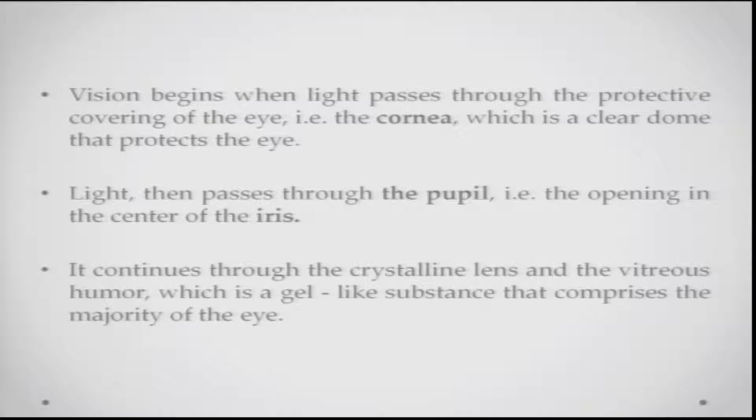Now, how does the process of vision really begin? How does light contribute to us seeing? Our sensation of anything in this world through the eyes starts when light passes through the protective covering at the top part of the eye, which is the cornea, a clear dome that protects the eye. We'll talk about that. I can actually show you the figure and come back here.